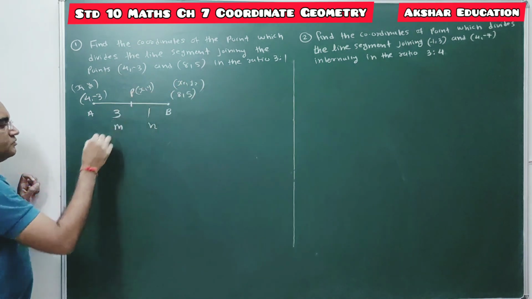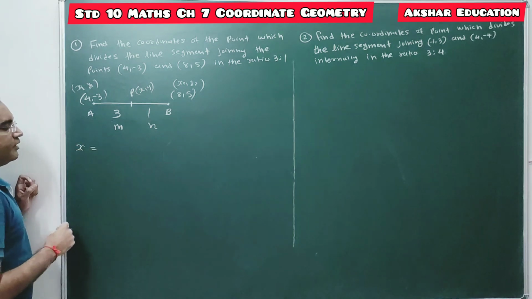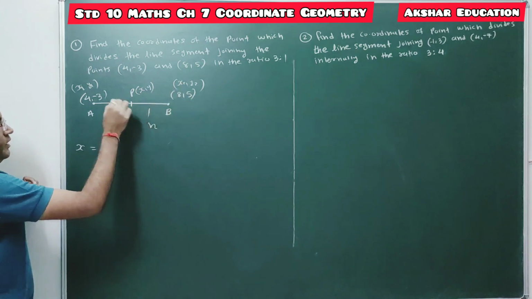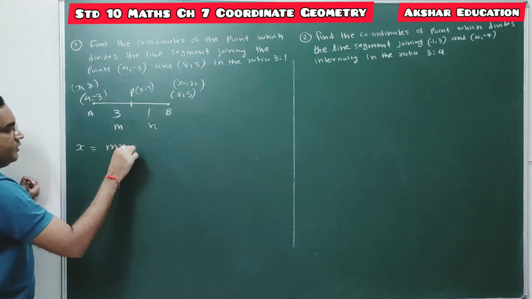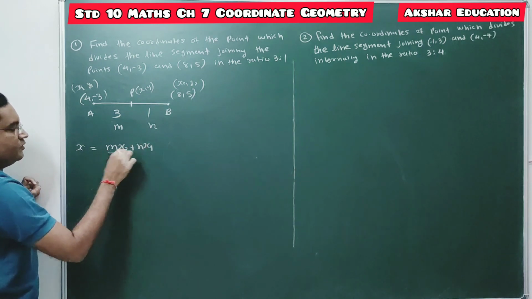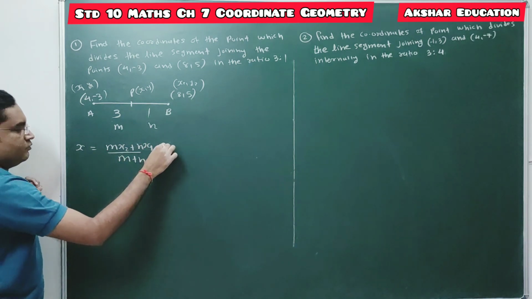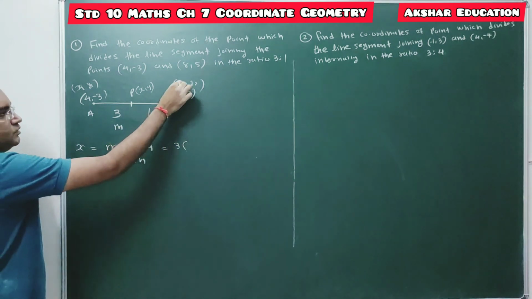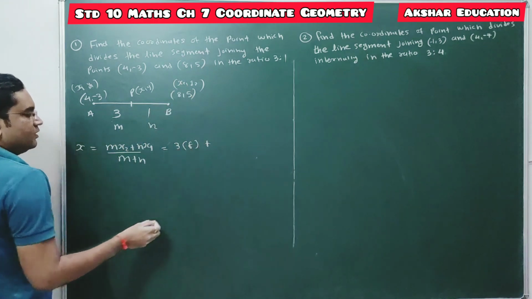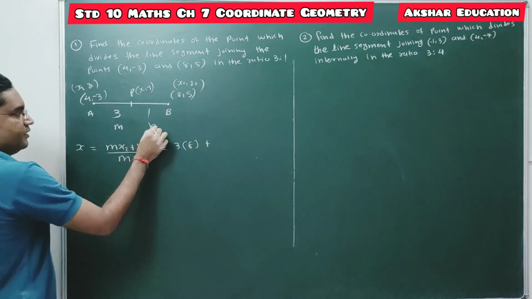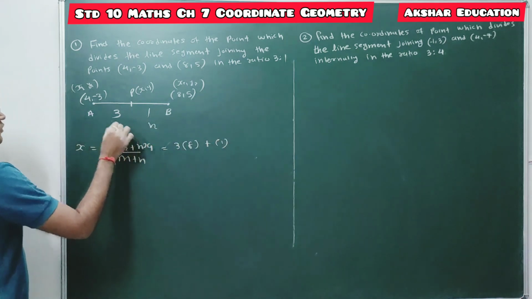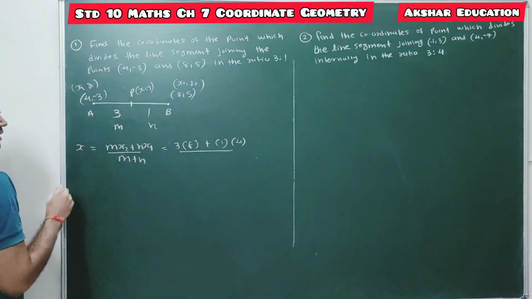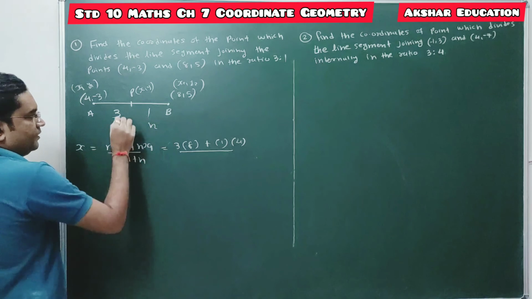So what is the x coordinate of section point? x equals mx2 plus nx1 upon m plus n. Put the values. m is 3, x2 is 8, plus n is 1, x1 is 4, upon m plus n, section ratio, 3 plus 1.